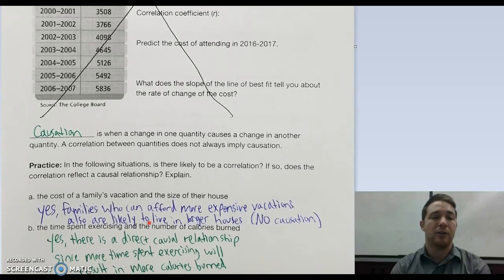Our next example, though, is an example of causation. The time spent exercising and number of calories burned. I would say, yes, there's a direct causal relationship. So they're correlated and there's a causal relationship. Since the more time you spend exercising, that directly affects how many calories you burn. So one does directly affect the other. We have a cause and effect.